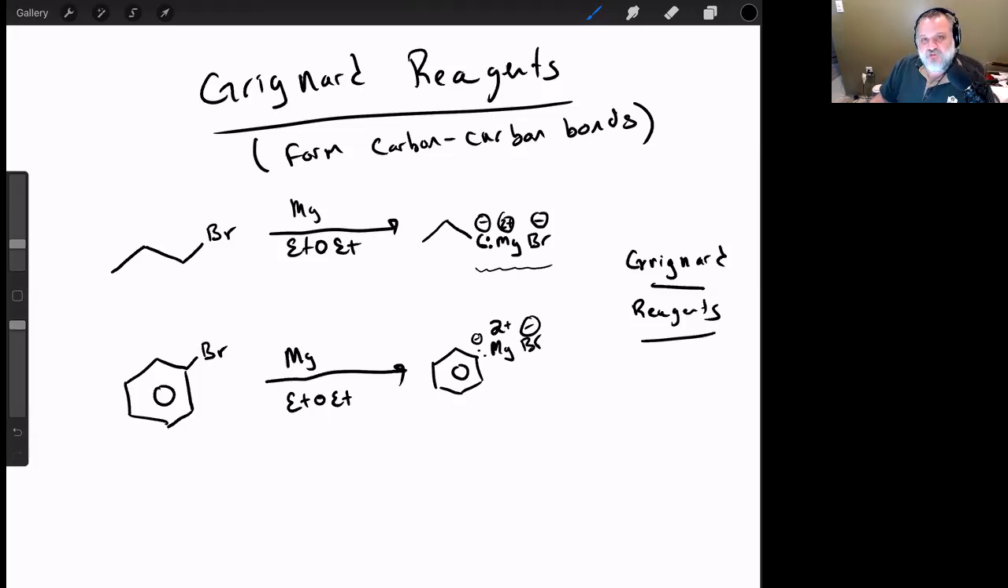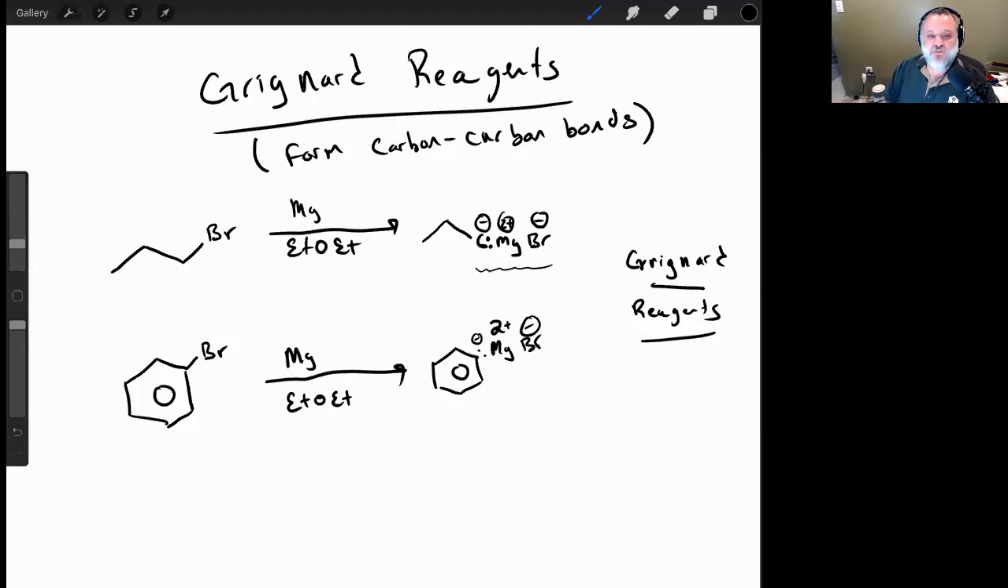It's really a resonance situation where there is some sharing of electrons between carbon and magnesium, but compared to magnesium, carbon is so electronegative that essentially we can call the carbon anionic, and in fact that's the way that it behaves when it comes to the chemistry that it does.